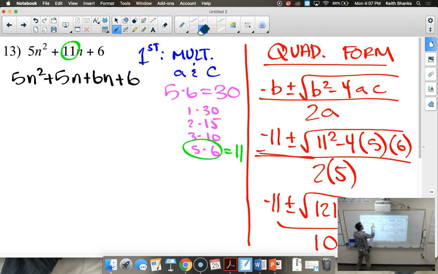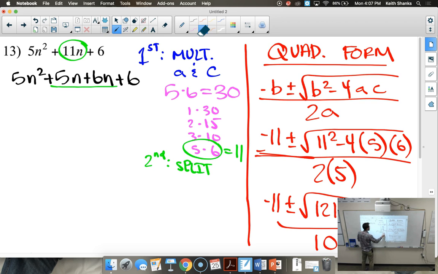Okay? I rewrote 11n as this. Okay, and the reason I did that is so I could do this thing called grouping. Number 2. So in step number 2, I'll write it this way. Second, split.